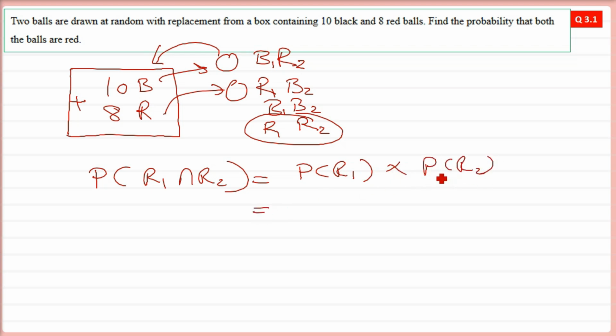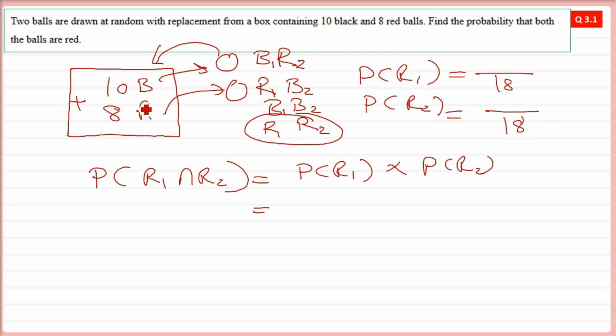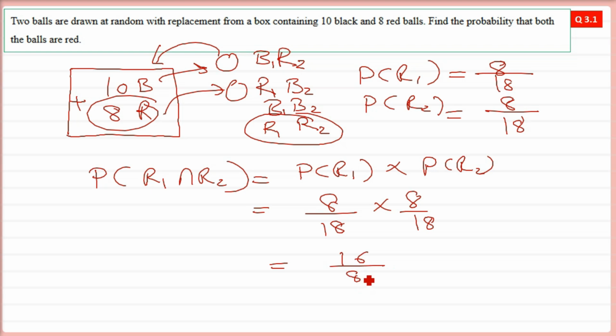And what is the P(R1) and P(R2)? See, the probability of red remains the same because there is a replacement. I am writing it separately, but they are similar. P(R1) and P(R2) are same. The denominator is total number of balls, which is 18, so write that in the denominator. Numerator has how many? 8. So 8 by 18 and 8 by 18. You will get 16 by 81.